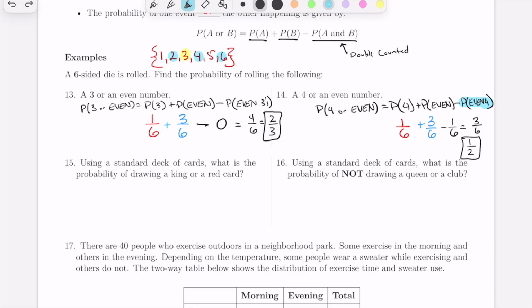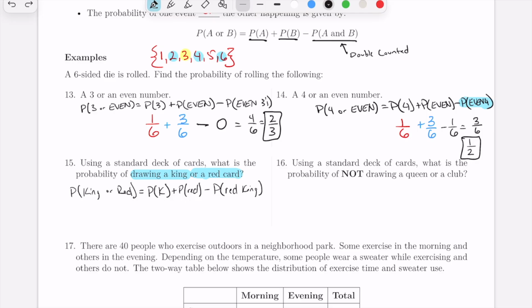Using a standard deck of cards, what's the probability of drawing a king or a red card? So we'll do the probability of a king or red will be the probability of a king plus the probability of a red minus the red kings. The reason that we're subtracting the red kings is because the king of diamonds and the king of hearts gets counted here, and it gets counted here for the red cards.